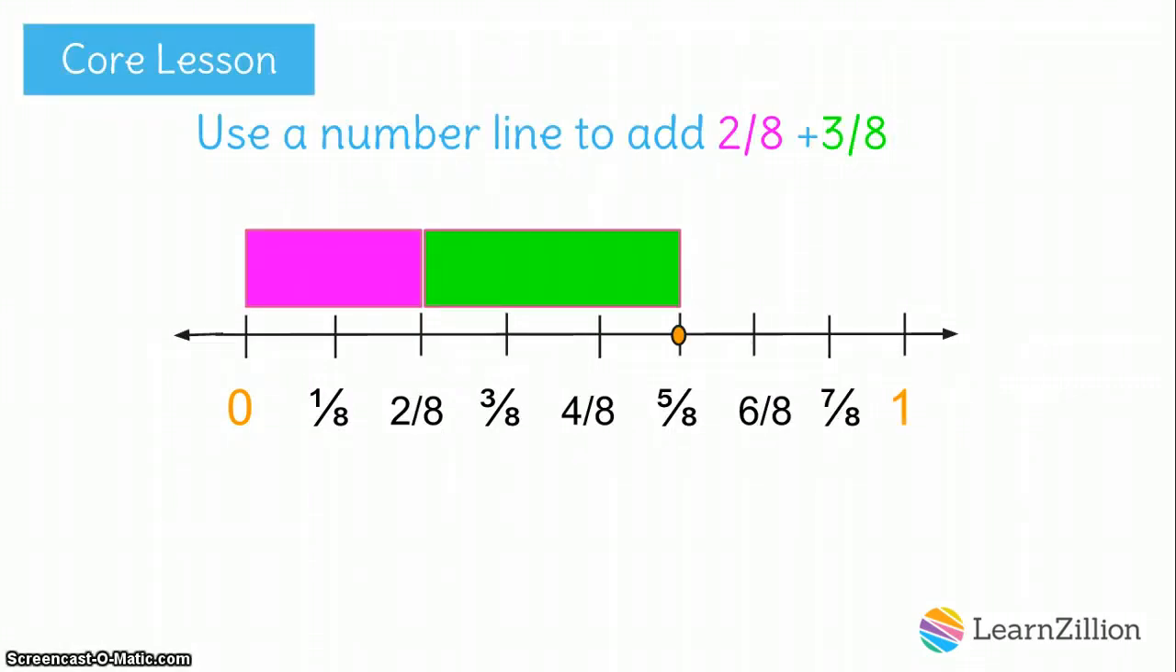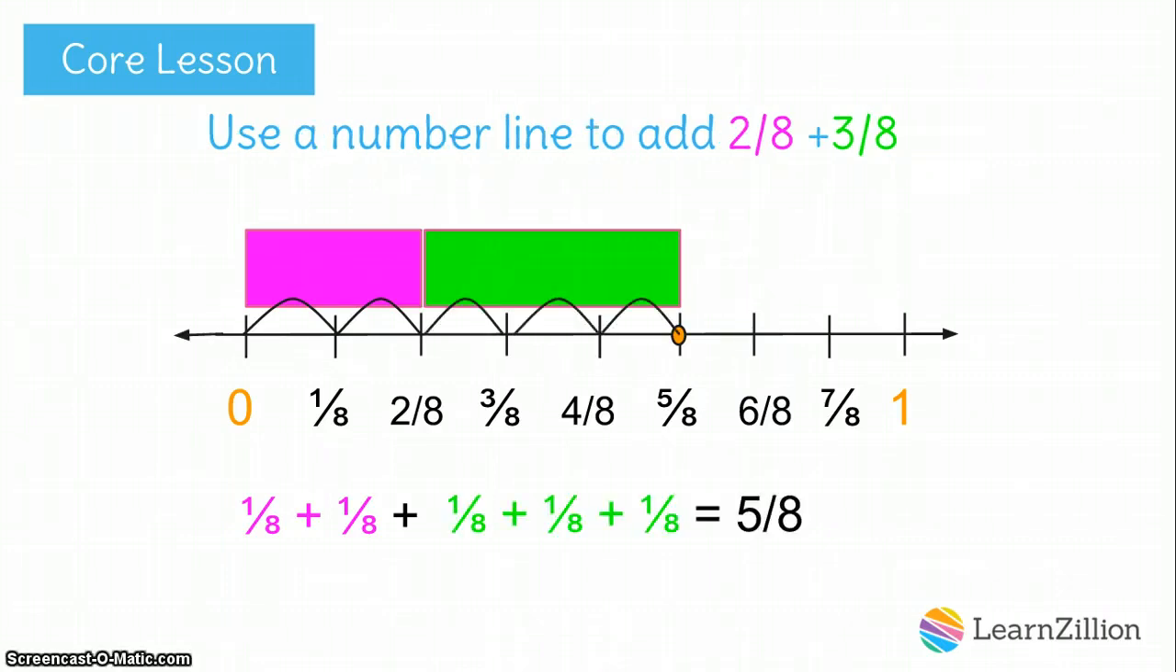Let's use a number line to add 2/8 and 3/8. Here we have a length of 2/8, or 2 1/8 intervals. We're going to combine that with a distance of 3/8, or 3 1/8 intervals. Altogether, we have 5/8, or 5 1/8 intervals, a distance of 5/8.